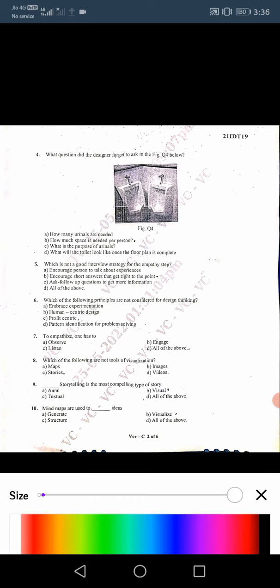Question number 4. What question did the designer forget to ask in question number 4 below? So it is about urinals. How many urinals are needed? How much space is needed per person? What is the purpose of urinals? What will the toilet look like? So the correct answer is B. How much space is needed per person.